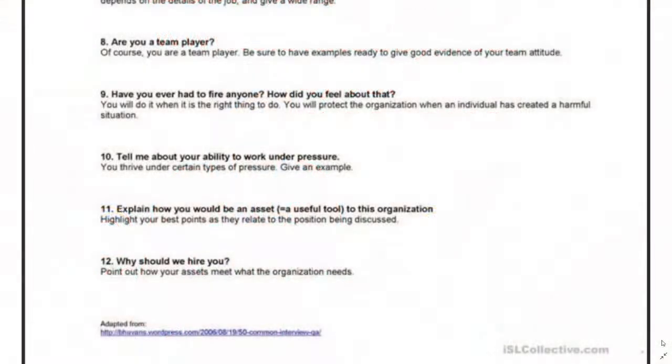Okay, how did you feel about that? وكان شعورك إيه؟ This is some human aspect of your character. يعني ناحية إنسانية في شخصيتك. You will do it when it's the right thing to do. You will answer in this way. I will have to do that when it's the right thing to do.